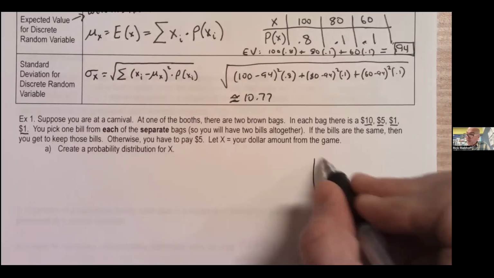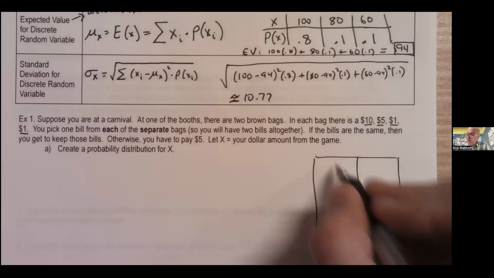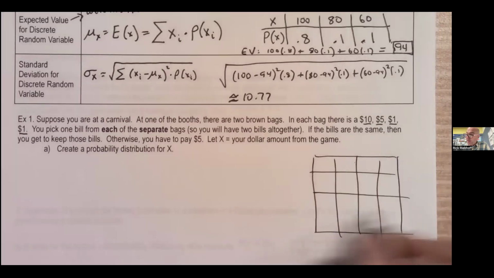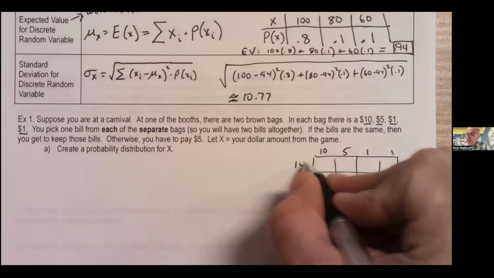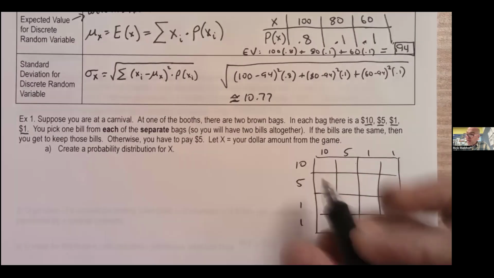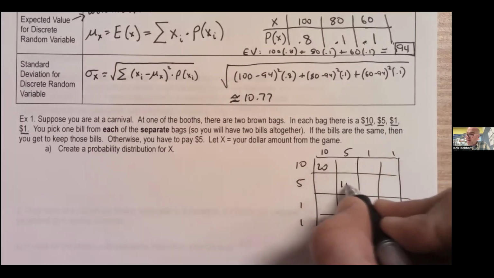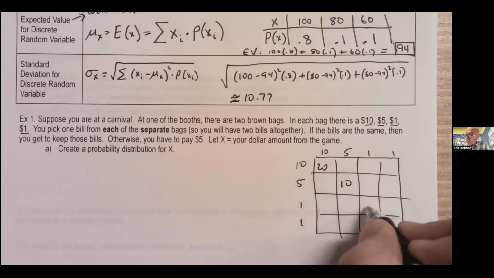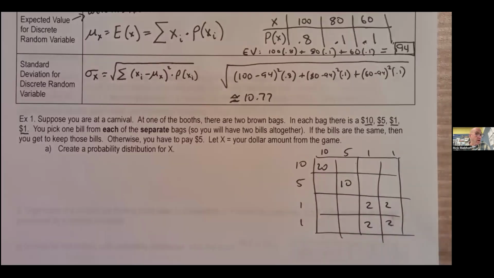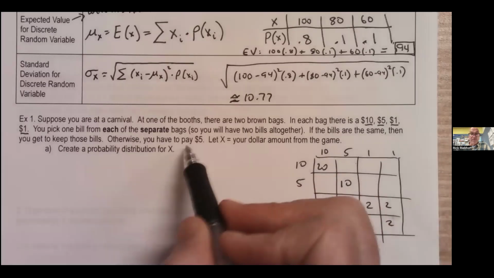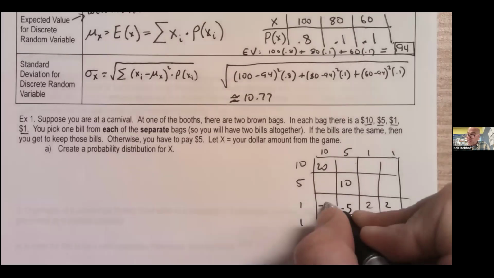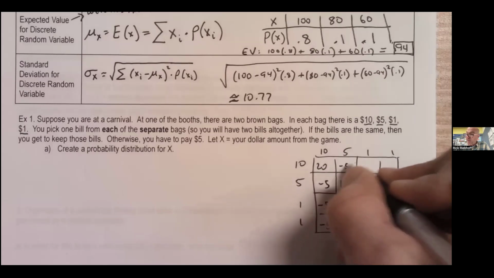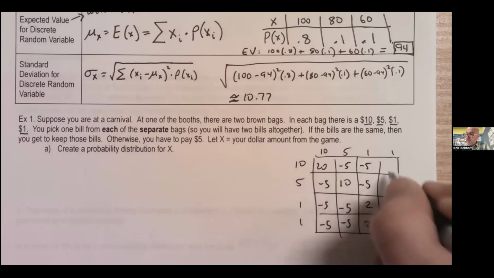All right, so if we think about it, we've got four outcomes for one bag, 10, 5, 1, 1, and then I have 10, 5, 1, 1. If they're the same, I earn that. So I could earn 20 bucks, I could earn 10 bucks. And for these, I could earn 2, 2, 2, 2. Otherwise, you have to pay $5. So if I don't win, I have to pay $5. Okay, so -5 for all of these. So it's good to draw what's happening, it can be kind of nice.